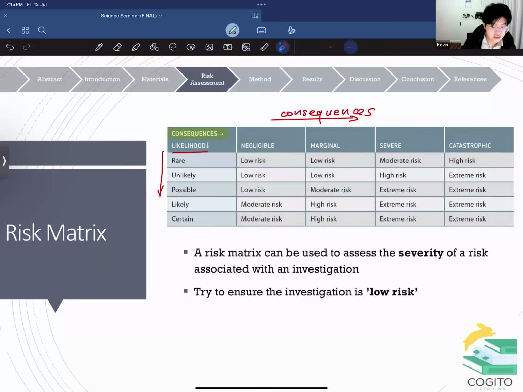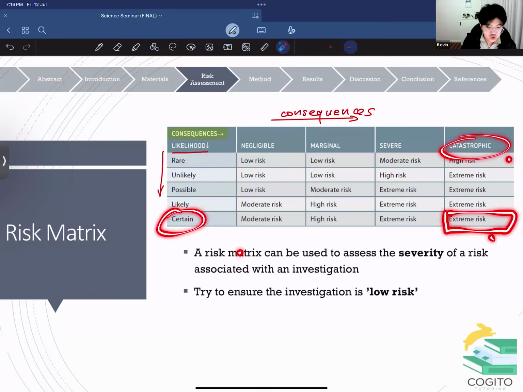Okay, so catastrophic is kind of like someone is going to break a bone or someone might die from the experiment. So that's not good. Negligible means, well, it doesn't really mean anything. Maybe your skin gets a bit red. Maybe you get a tiny cut if something happens. Now in terms of likelihood, is it rare, unlikely, possible, likely, or certain? For example, if something is catastrophic, so someone might get hospitalized, and it is certain to happen, that's not good. There's an extreme risk.